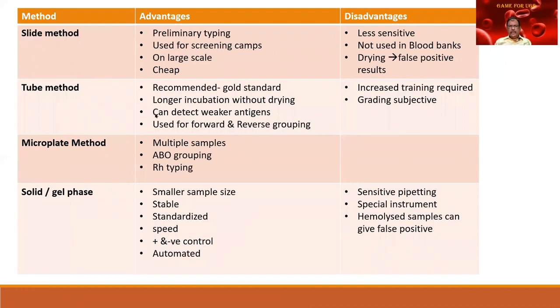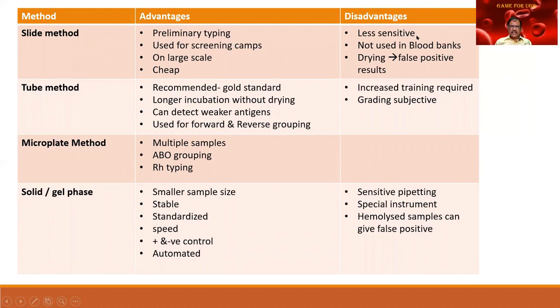Again, this particular one is of extreme importance. What are the different methods of doing the blood grouping? What are the advantages of each? What are the disadvantages of each? There is no other go but to memorize. So this is done, slide test. It can be done for a preliminary typing. When you're going for screening for your Aadhaar card, whatever it is, or in a camp, this can be done.